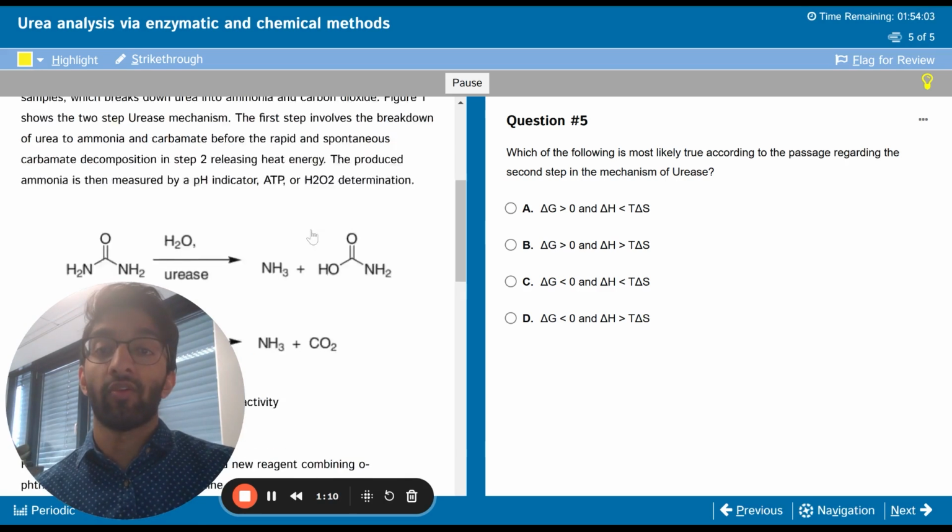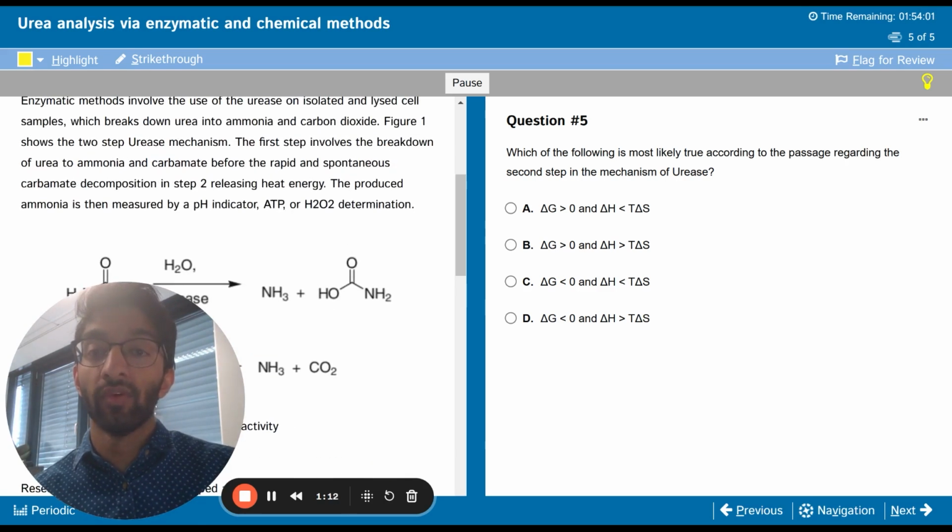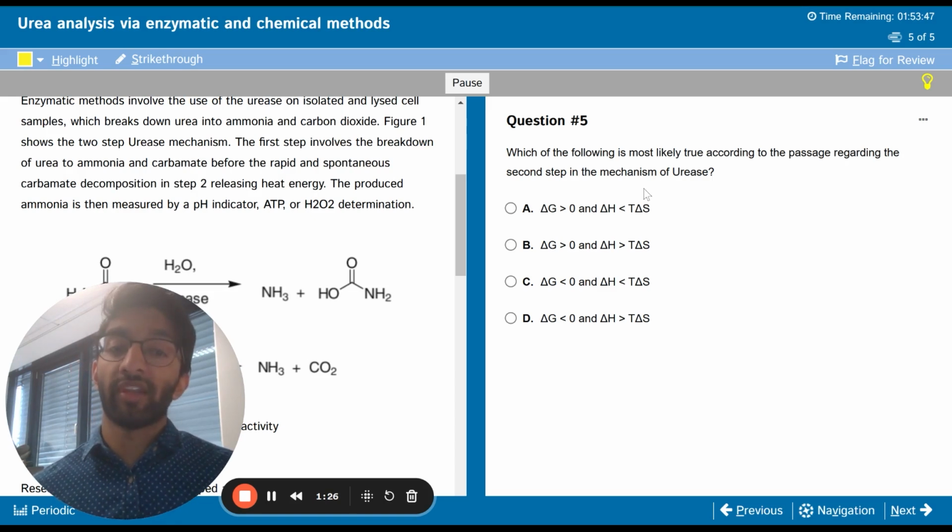And in this case, remember that we were told that in step 2, it's a rapid and spontaneous decomposition releasing heat energy. So basically all the hints are already in the passage. We are told that it's a spontaneous reaction and it releases heat, meaning it's exothermic. So because it's a spontaneous reaction, we know that delta G has to be less than 0. This is just a rule for the test.